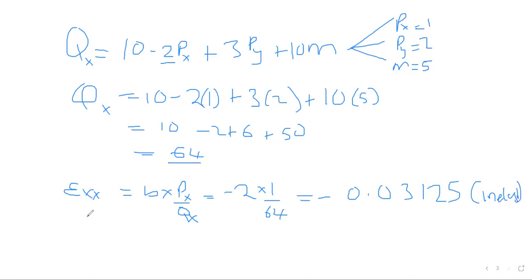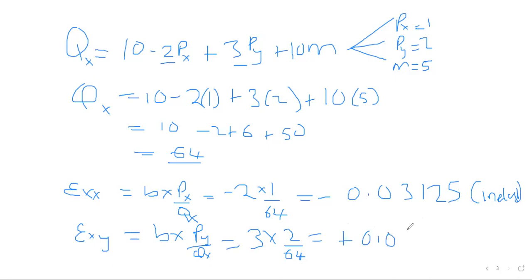All right. Then we go XY. Same formula, but here we have good Y against good X. So it's crossing from one good to another. So what is the gradient for good Y? +3. What is the price for good Y? 2. Okay. So here we have 6 divided by 64. 6 divided by 64, we get a positive 0.09.